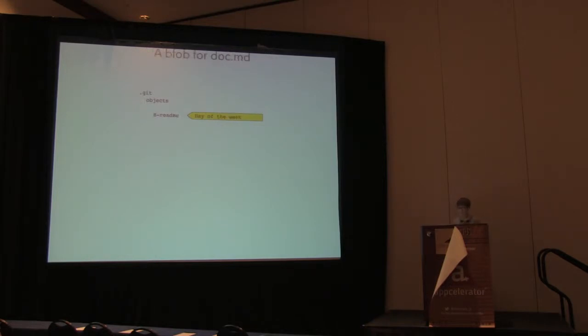Here's another blob. This one's for the readme file. Its content is day of the week, of course, and its hash is b-readme, for blob, and then it's just the readme.